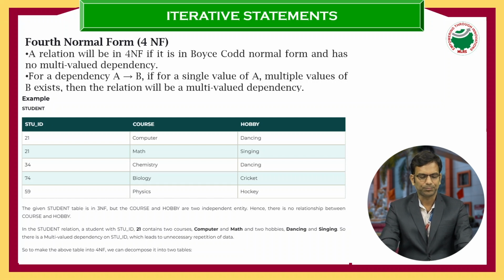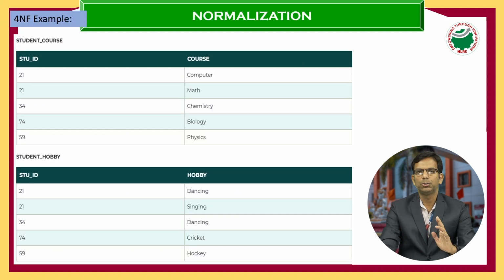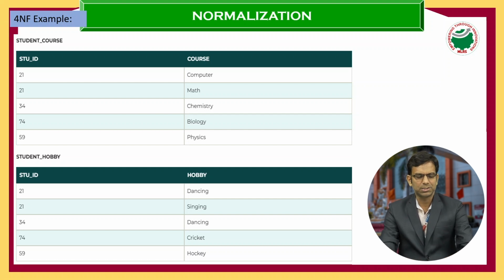In the student relation, student ID 21 has the computer course and the maths course, whose hobbies are dancing and singing. So the two entities have different types of data, but their ID is the same. To make the table 4NF, we decompose this table, we break it down into two tables. You see the first one and the second one: the first is student course and the second is student hobbies. I have given two different names.